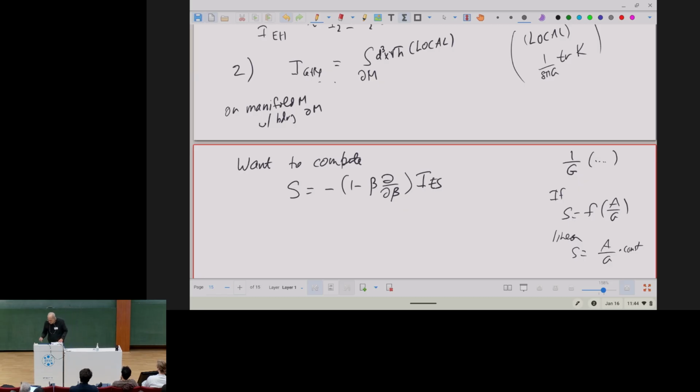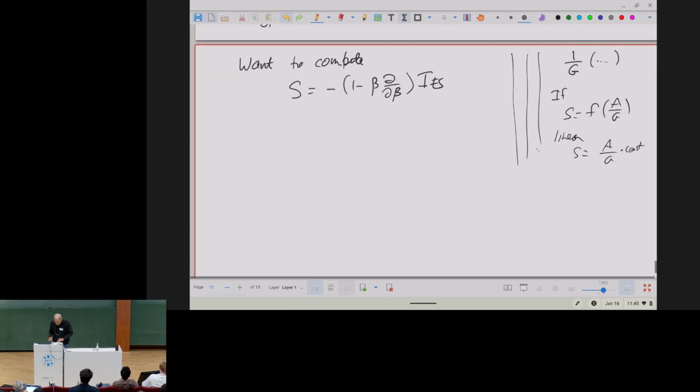But here we see it must be the area because it's going to come from the classical action, and the classical action is proportional to 1 over g, not 1 over g squared. So even without computation, we learn that if the entropy is a function of the area, it's linear in the area. Okay, how are we going to do this computation? Well, we have to calculate the derivative of the action with respect to beta.